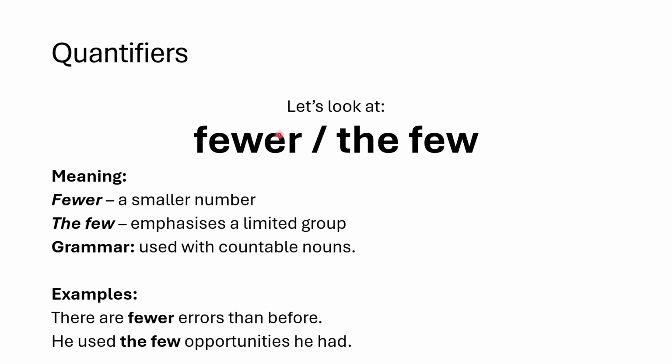Let's look at fewer and the few. Fewer means a smaller number. The few emphasises a limited group. They are used with countable nouns. Here are some examples of how fewer and the few are used in example sentences. There are fewer errors than before. He used the few opportunities he had.